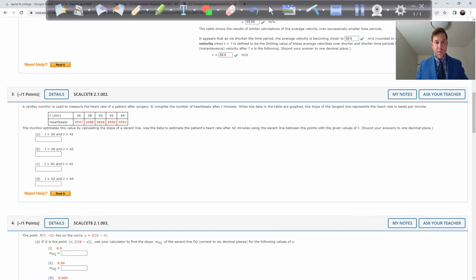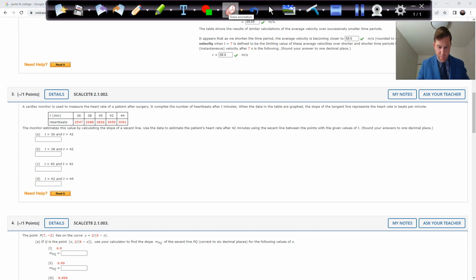Okay, so for number 3, we're going to have to do a little more work. We don't have these nice tables where we just have to fill in the values. It says a cardiac monitor is used to measure the heart rate of a patient after surgery. It compiles the number of heartbeats after t minutes. When the data in the table are graphed, the slope of the tangent line represents the heart rate in beats per minute. So the monitor estimates this value by calculating the slope of a secant line. Use the data to estimate the patient's heart rate after 42 minutes using the secant line between the points given with the given value of t.